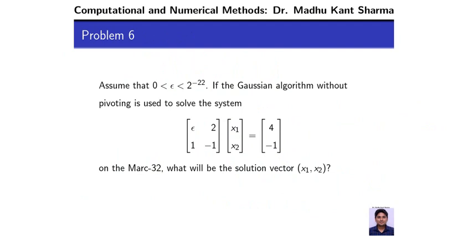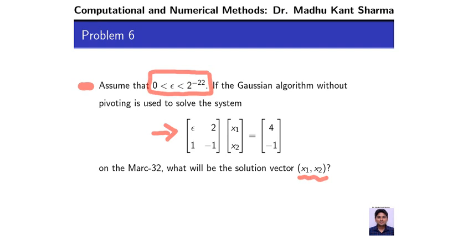Next problem is assume that 0 less than epsilon less than 2 to the power minus 22. So epsilon is a very small number. Then it's asking that if the Gaussian algorithm without pivoting is used to solve the following system on the Mark 32 machine, then what will be the solution vector x1 comma x2?